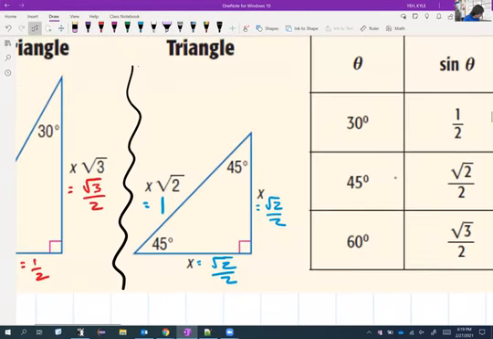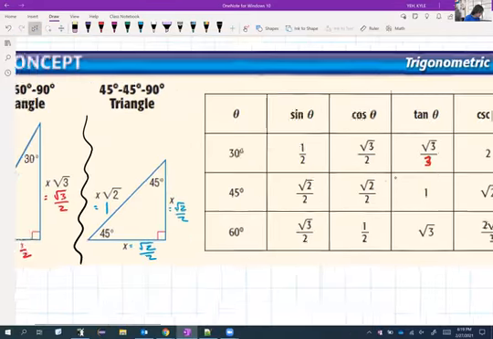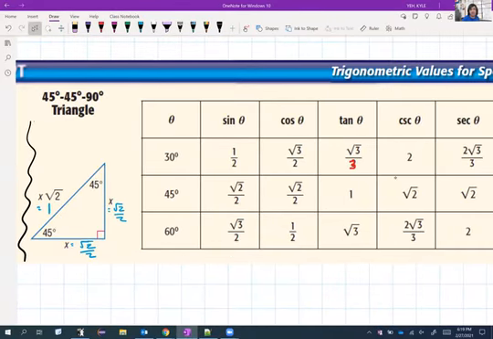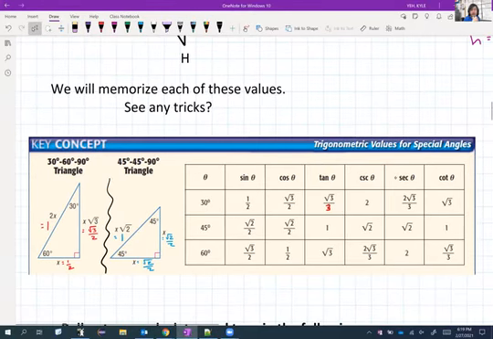Similarly, in the 45, 45, 90 row, root 2 over 2 is a big player, and you can see that in the 45 degree row. So nothing to do right now with this, but I just wanted you to be aware we will be going through this and memorizing all of these values and more.